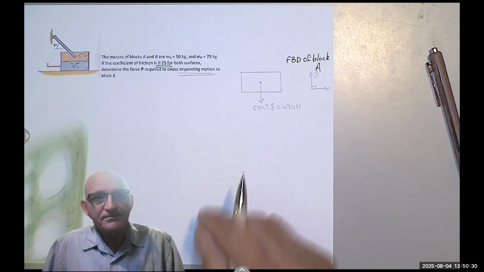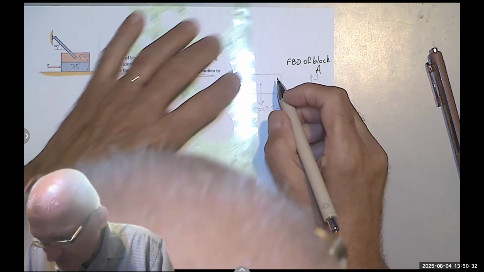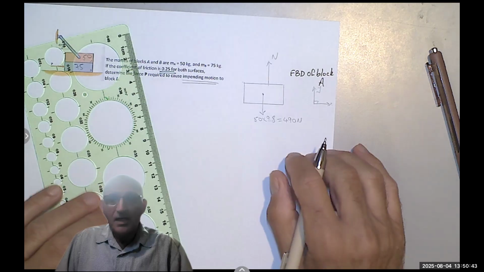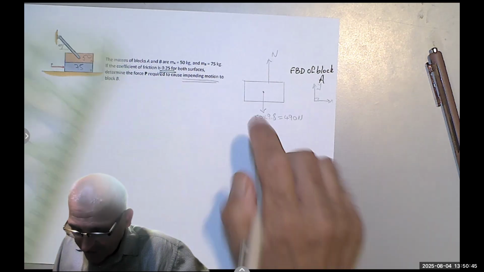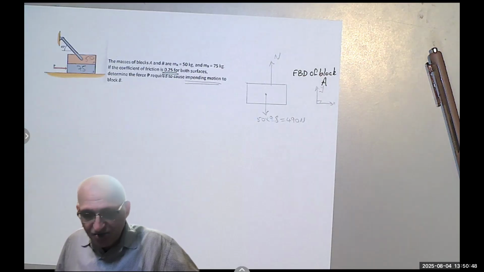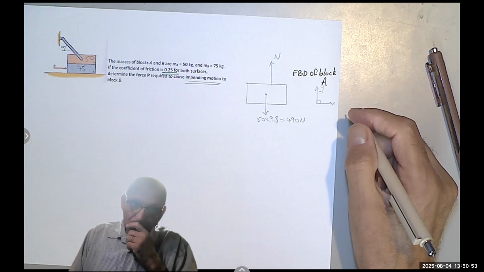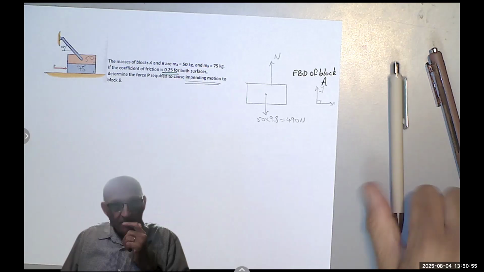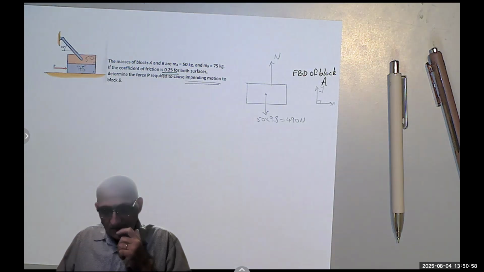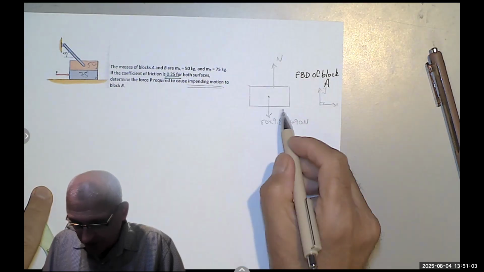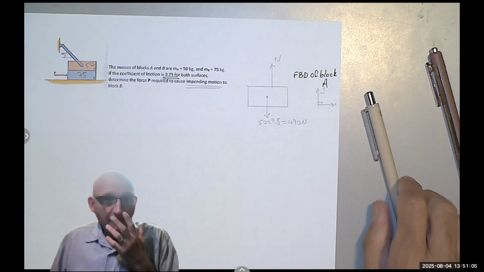What else do we have? We have a normal force going up. We don't have to worry about where to draw it. There is a normal force. There is a friction force at the bottom, but in which direction? Think about it. The friction force, is it to the right or to the left? And how do you know?